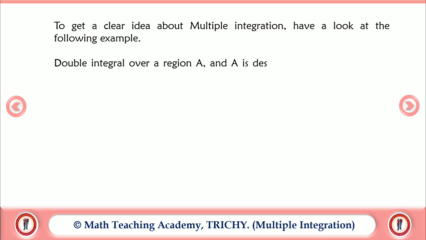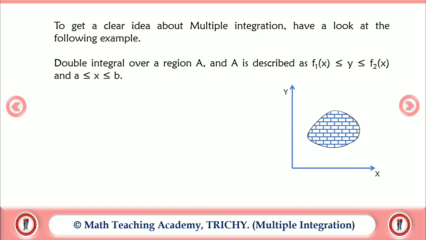Double integral over a region A, and A is described as f1 of x less than or equal to y less than or equal to f2 of x, and a less than or equal to x less than or equal to b. So this is the x-axis, y-axis, and the shaded region is shown in the diagram. Then double integral over A of f of x comma y dA becomes integral over a to b, integral over f1 of x to f2 of x, f of x comma y dx dy. This is the integral we have to evaluate here.